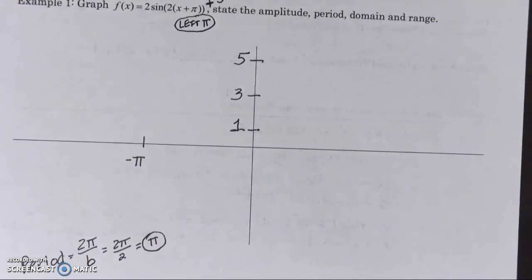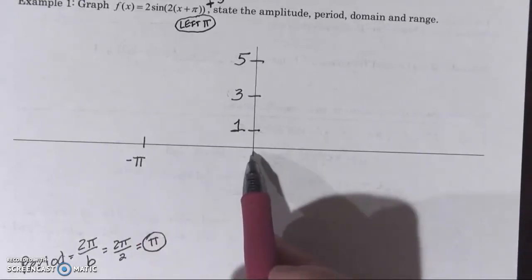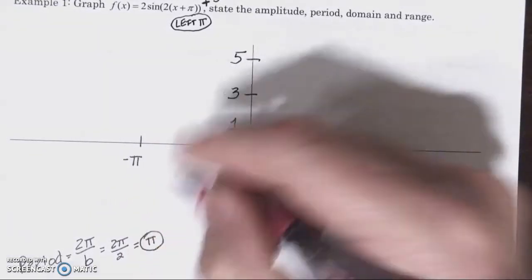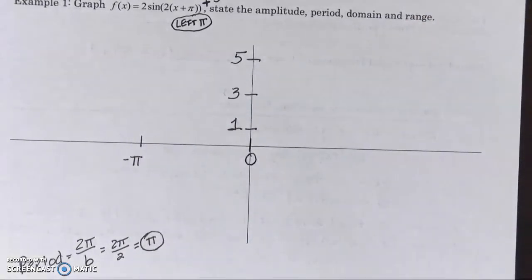Remember that the period is defined as the distance that it takes for the graph to make one cycle, or if you want to think about it like I do, the distance between the start and the end of one cycle. If we're going to start at negative pi and end at a distance of pi, if you want to add these, that's fine. Negative pi plus pi. We're going to end one cycle at 0.